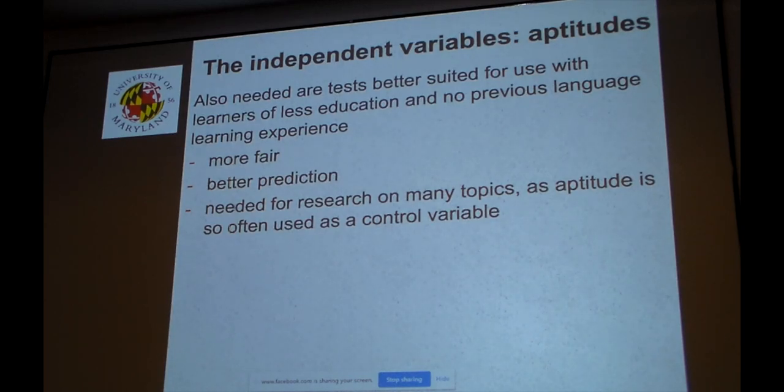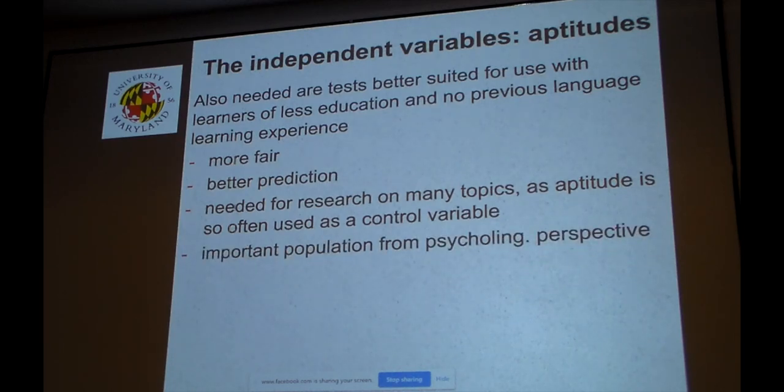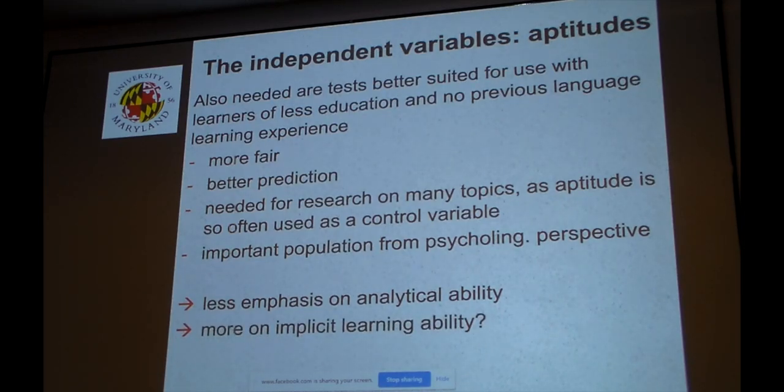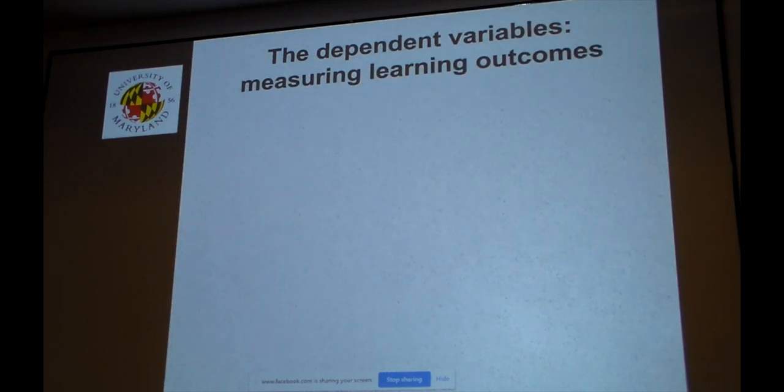And it may also be a more interesting population for many of us to work with, because aptitude is so often used as a control variable, so we need to know what we are doing there. And from a psycholinguistic perspective, I would say it's likely that we'll find more implicit learning there, and so we should put less emphasis on analytical ability and more on implicit learning ability for that population.